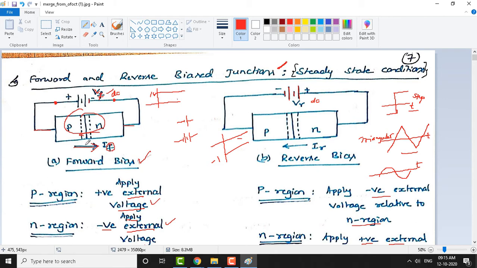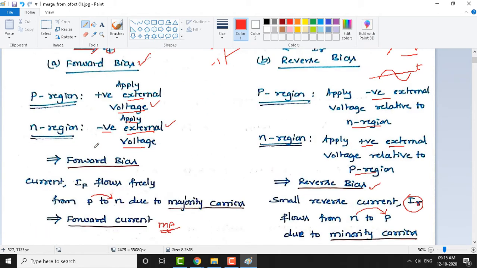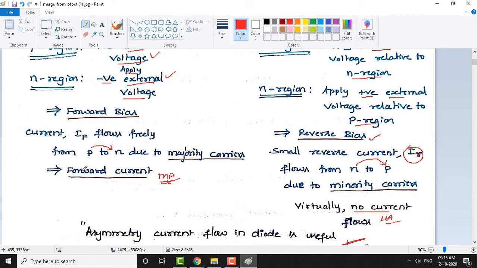Usually the hole direction and the current direction will be the same. So that is the current we are denoting here. IF flows freely from P to N due to the majority carriers here. This current we call the forward current, denoted as IF.